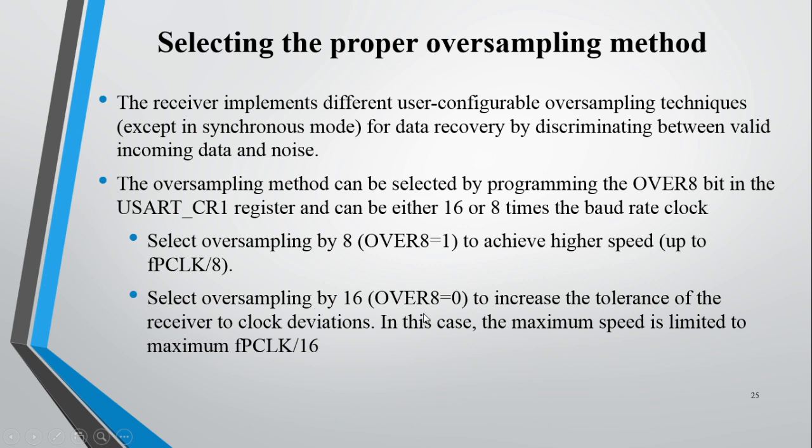Similarly, if you want to configure oversampling by 16, what should you do? The OVER8 bit should be cleared. So if the OVER8 bit is cleared in the CR1 register, that means you are configuring oversampling by 16. If you are oversampling by 16, the speed will be limited, but there will be more accurate recovery, since we are having more sampling. So here the peripheral clock will be divided by 16.